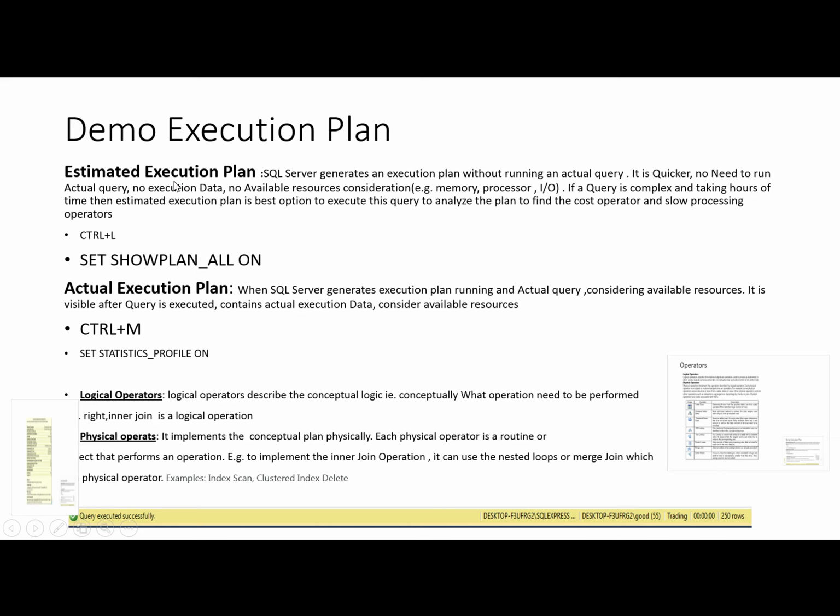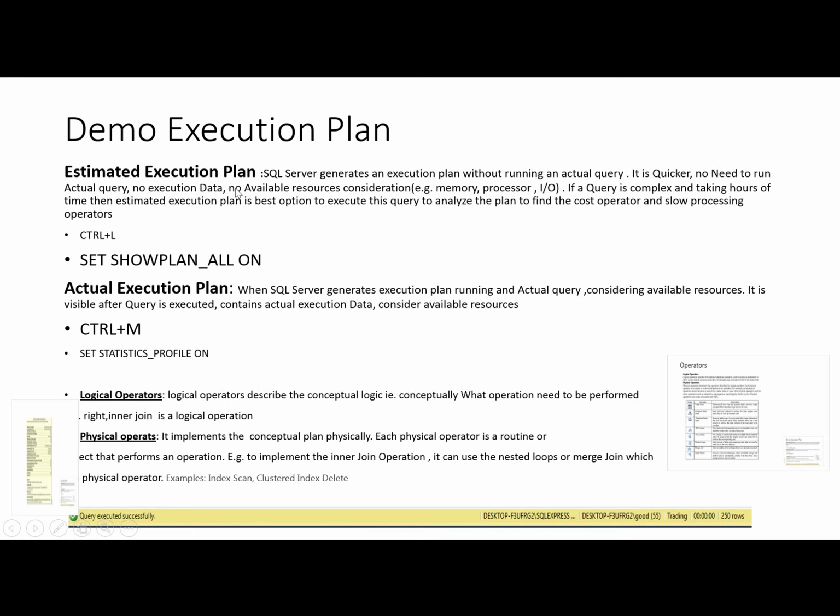The estimated execution plan is generated before running the query, and for the estimated execution plan, there is no need of the actual data and no need to consider the resources. So the estimated execution plan is generated on the basis of the statistics. If the statistics are accurate, then a more accurate estimated execution plan will be generated. We will generate the estimated execution plan in the query analyzer by using the shortcut key Control L, or we can write the command SET SHOWPLAN_ALL ON to generate the estimated execution plan.